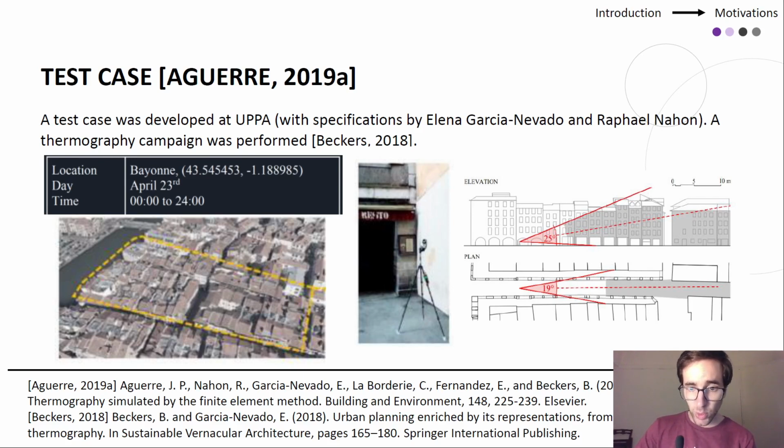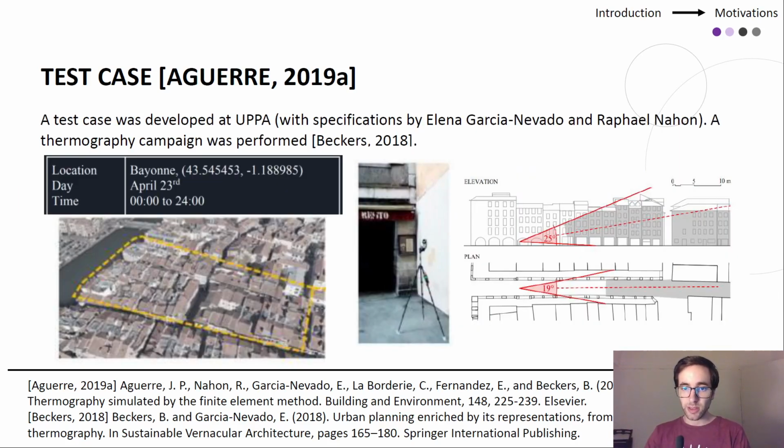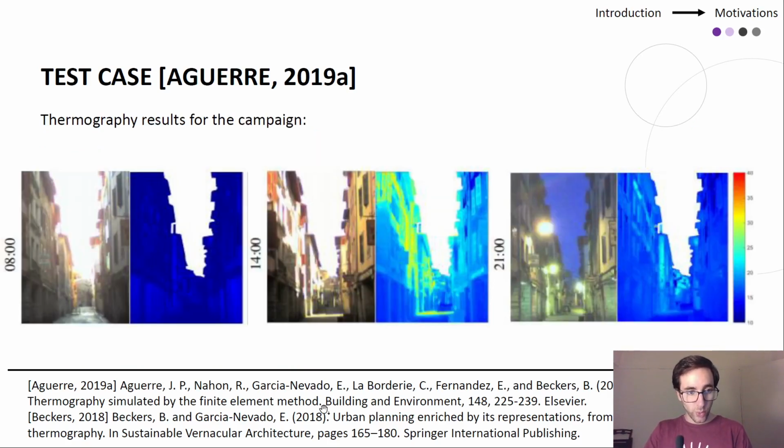radiation. So one of the main motivations is taking this test case and trying to compute more detailed results from a computational perspective, using a much more detailed camera and a much more detailed scene, and a much better description of the radiation behavior of the surfaces. So for the results of this campaign, we have the set of thermographies, the set of thermal images that allows us to see the evolution of temperature throughout a whole day.